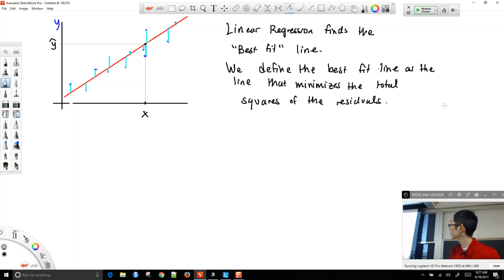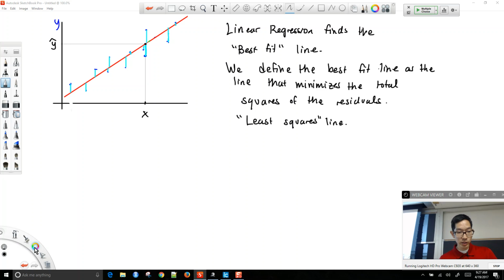Okay, and so sometimes, because it's minimizing the squares, we might call this the least squares line. That's another way of naming linear regression. Sometimes it's called least squares regression, or the least squares line. And you'll take a look at this in lab 2. In lab 2, you're going to do some linear regression.